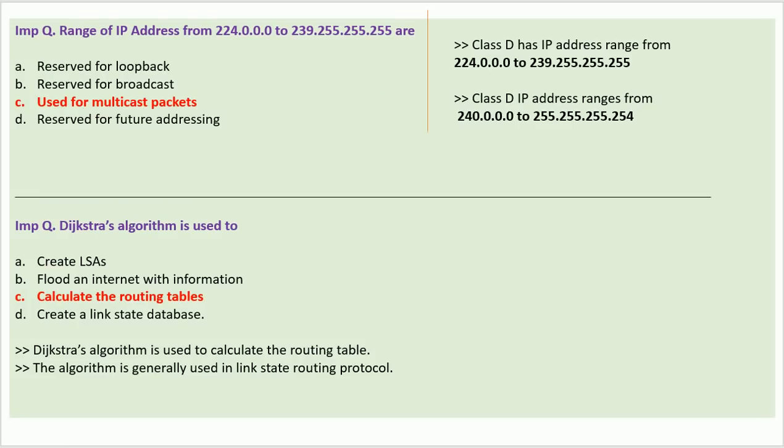So the next question is: the range of IP addresses from 224.0.0.0 to 239.255.255.255. Again, in the last video, I think we discussed IPv4 and IPv5. So you can easily understand that class D and class E are used for multicast purposes.